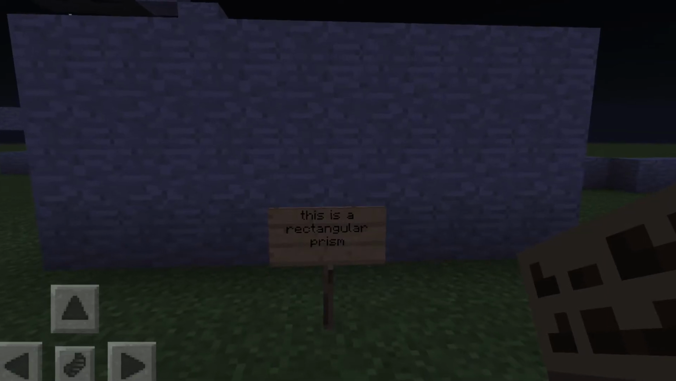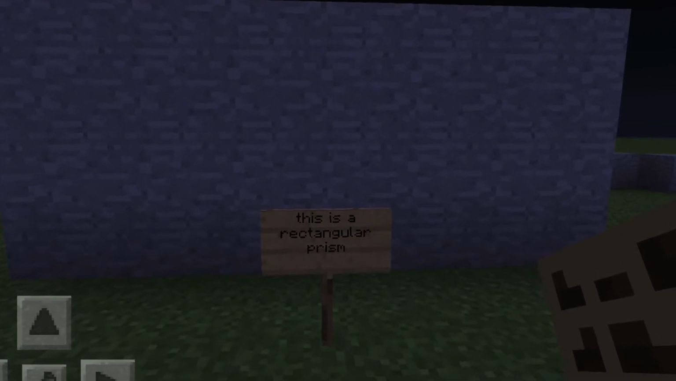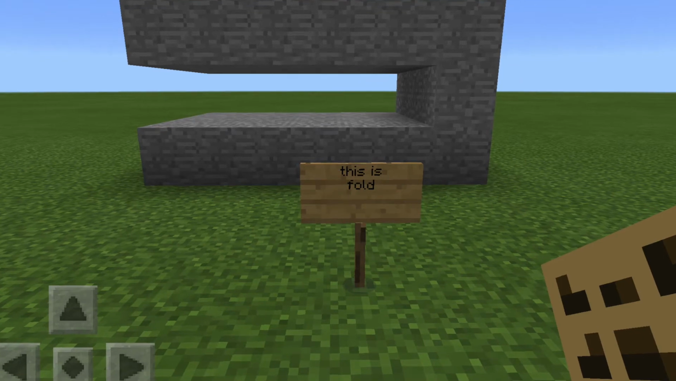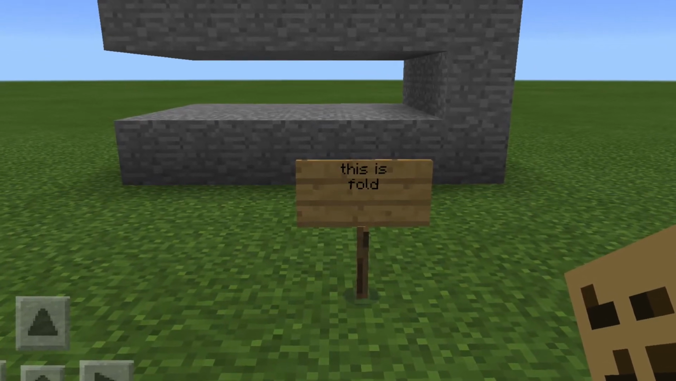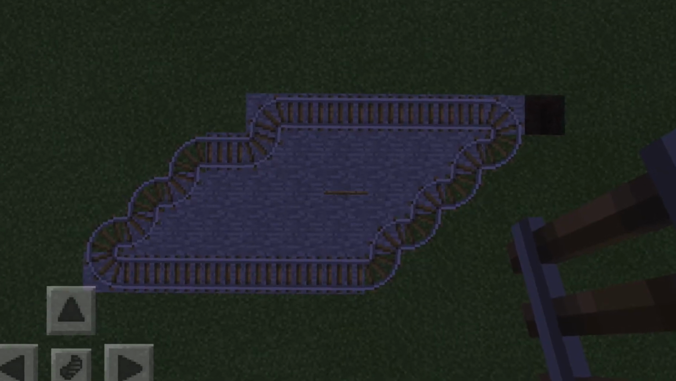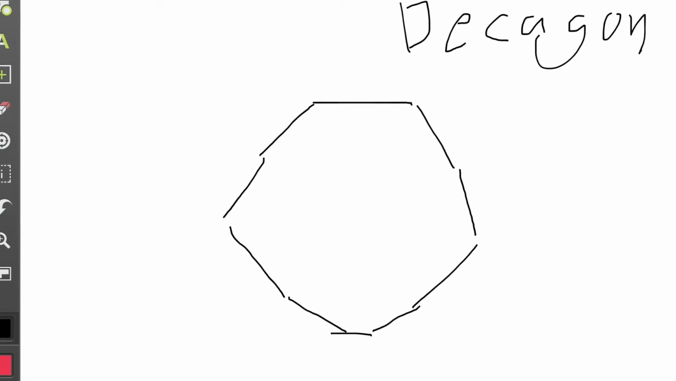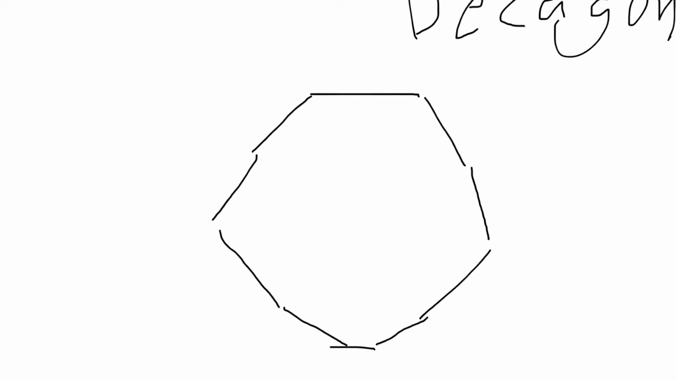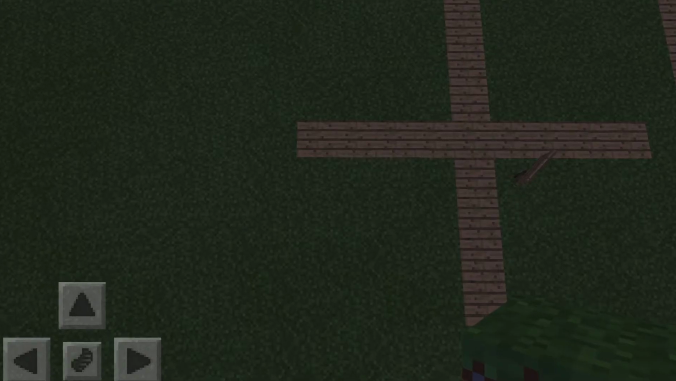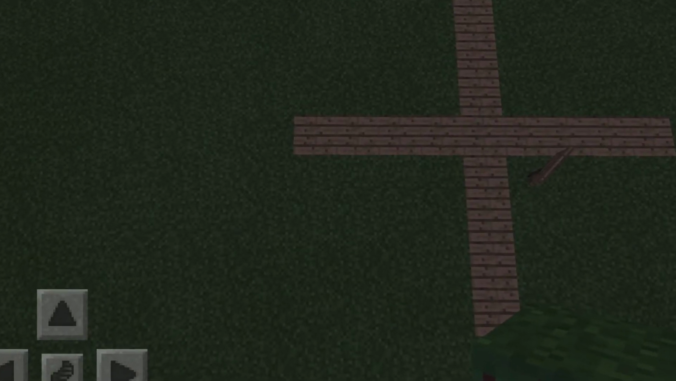A rectangular prism is like a rectangle except 3D. A fold is something that is flat but has been folded over. A rhombus is a quadrilateral and is a parallelogram. A decagon has 10 sides, which is why it has 10 in Greek in its name. Perpendicular lines is when two lines intersect with each other and form a 90-degree angle.